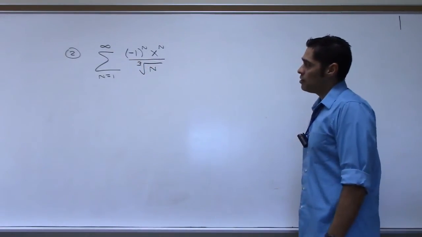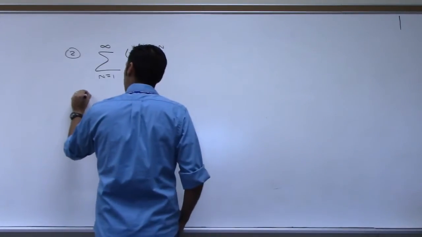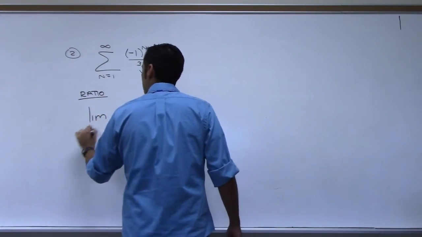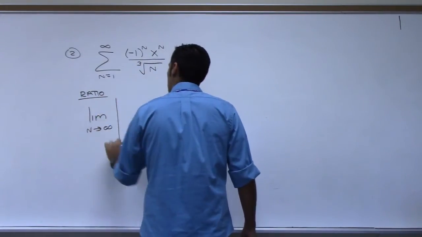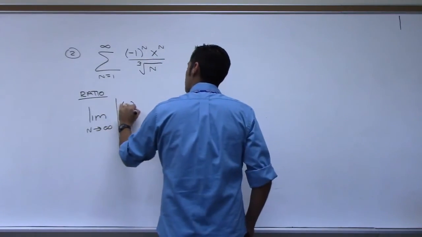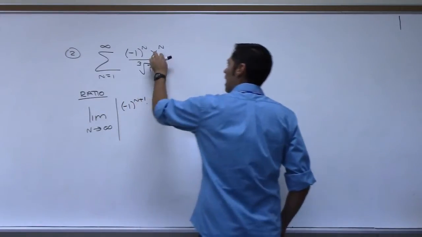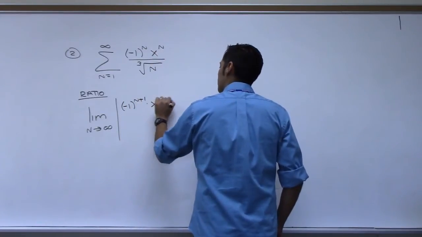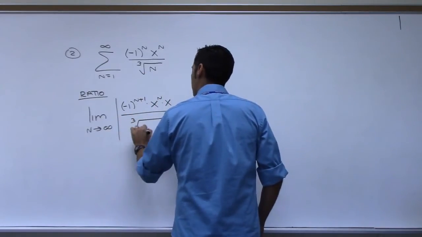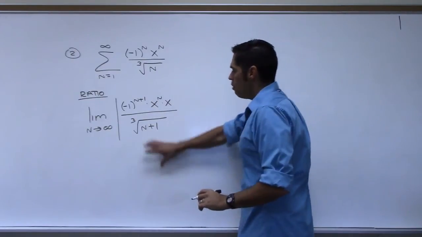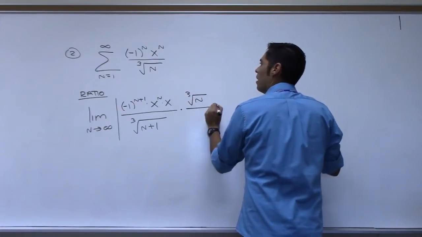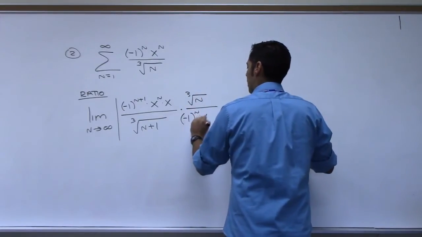All right, so let's try the ratio test to figure out if we can get a radius of convergence. I want to take the limit as n goes to infinity of, okay, so since I have a fraction here, I'm going to be flipping and stuff. I do (negative 1)^(n+1) times x^(n+1), which is x^n times x. We've done that a lot. And then down here, the cube root of n plus 1. That over this, so it flips, and we get the cube root of n here. On the bottom, we get (negative 1)^n, x^n.